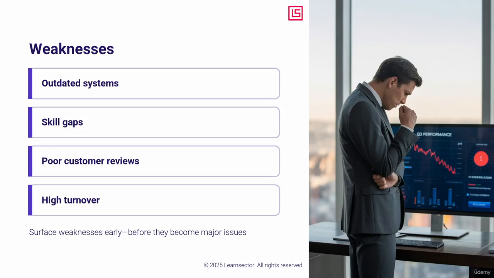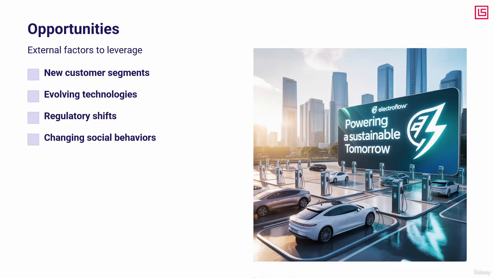Weaknesses are internal factors that place you at a disadvantage or limit your performance. These might include outdated systems, skill gaps, poor customer reviews, or high employee turnover. Often, teams ignore weaknesses until they become major issues. But in SWOT, you're encouraged to surface them early and look for ways they can be solved or minimized through strategy.